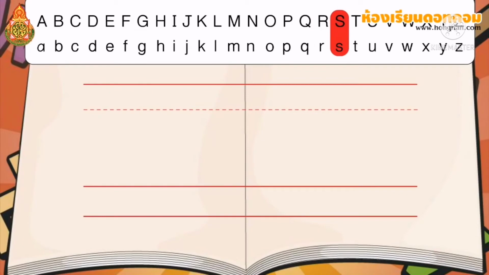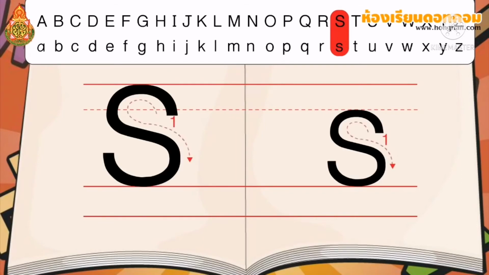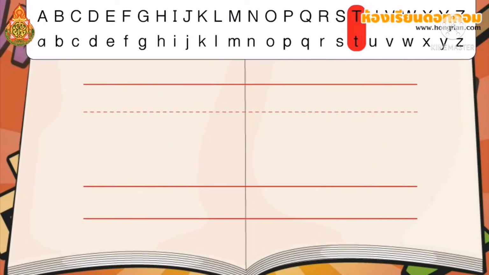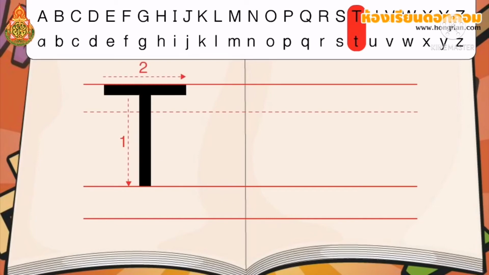Next, ทั้ง capital letter และ small letter s เขียนเหมือนกันเลยค่ะ ต่างกันที่ตัว small letter s มีขนาดเล็กกว่า capital letter s ค่ะ มีแค่เส้นที่1ค่ะ Next, capital letter T. Start with 1 and 2. And small letter T. Start with 1 and 2.